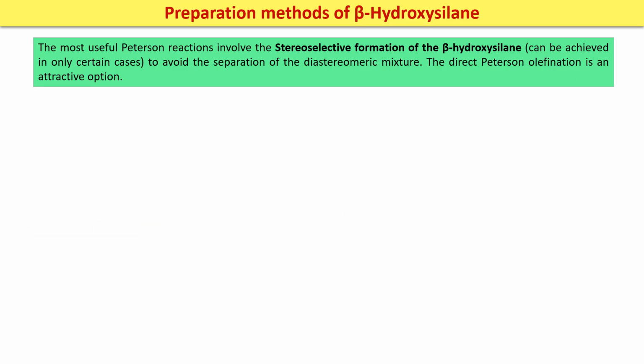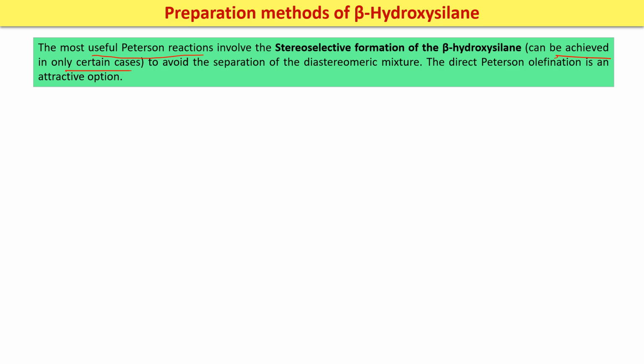Now how can we make beta hydroxysilane? You have already seen beta hydroxysilane in the previous slides. There are two diastereomers, but how can we make it? The Peterson reaction will be most useful when we can make beta hydroxysilane in a stereoselective manner, and that you can do only in certain cases. It is not that you can always do so by any method. If you want to make it stereoselective, then among the diastereomeric mixture of beta hydroxysilane that you are getting, one diastereomer will be major. But that is the challenge.